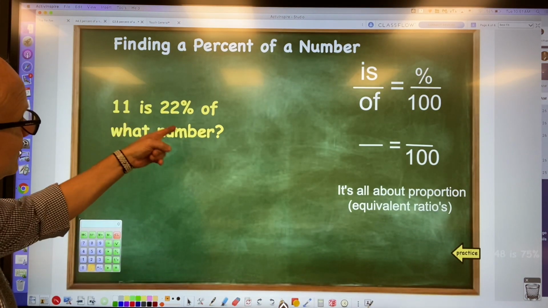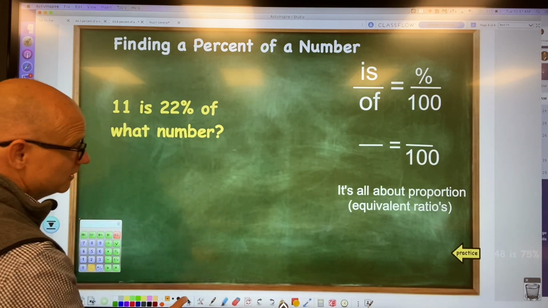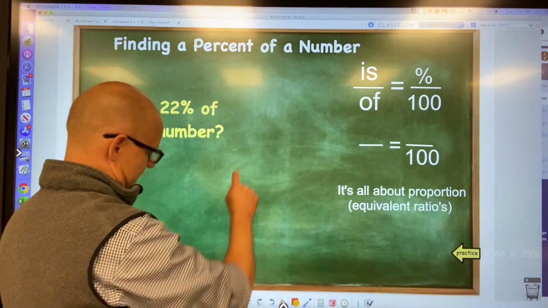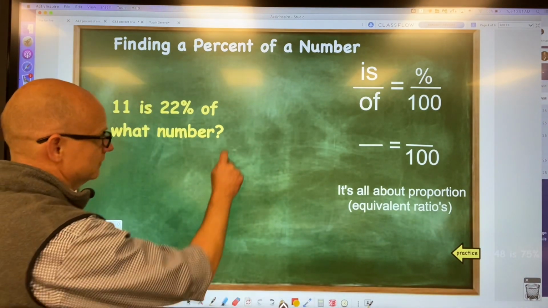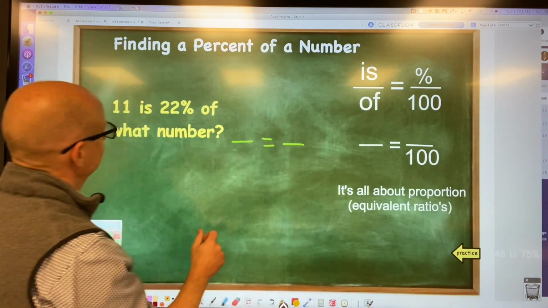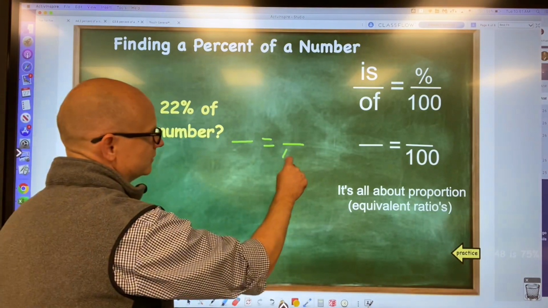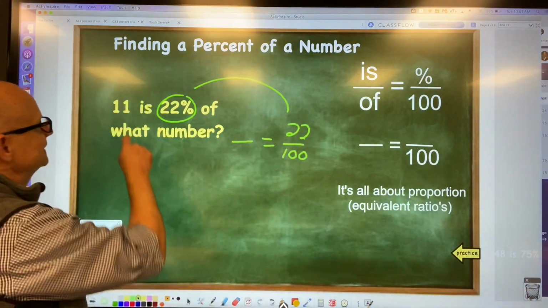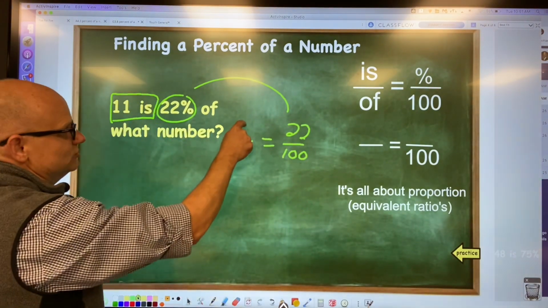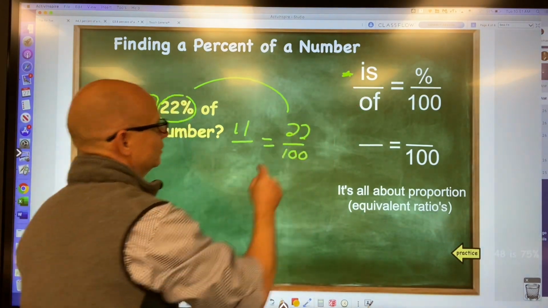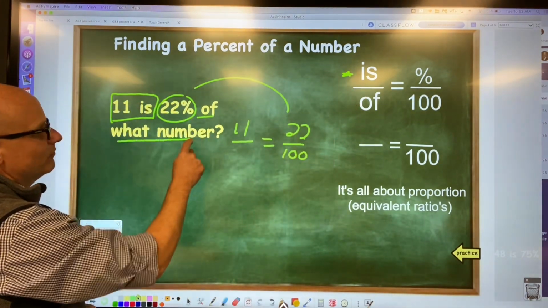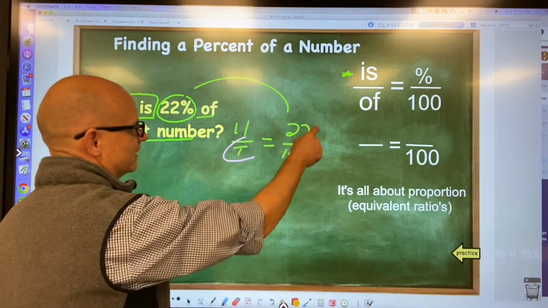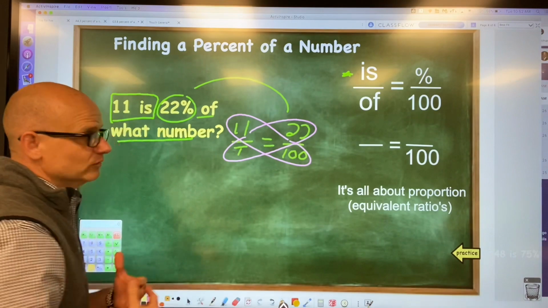Again, this one says 11 is 22% of what number? So the very first thing I would do is I would just write down a little bar equals bar. And then you know this is 100. It tells you the percent is 22. It says 11 is. So 11 is your is, right? Your of what number is what we don't know. So now we just cross multiply. We do butterfly and butterfly, and then we solve, okay?